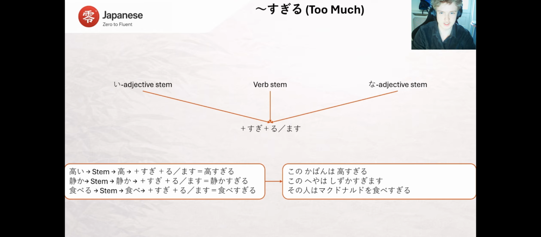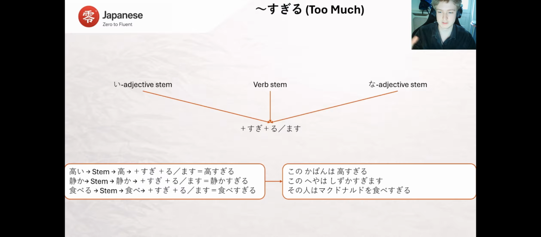You use this with adjectives, verbs, both i and na adjectives, by the way. So you could say it's too much of this, or you have done too much of that. So I have an example for each of these. First, we have the i adjective where I use takai, which is expensive. We're going to use the stem of takai, which is taka. Then we're going to add sugi, and we're going to add ru slash mas, and we're going to have takasugimas or takasugiru. This is how you build it up.